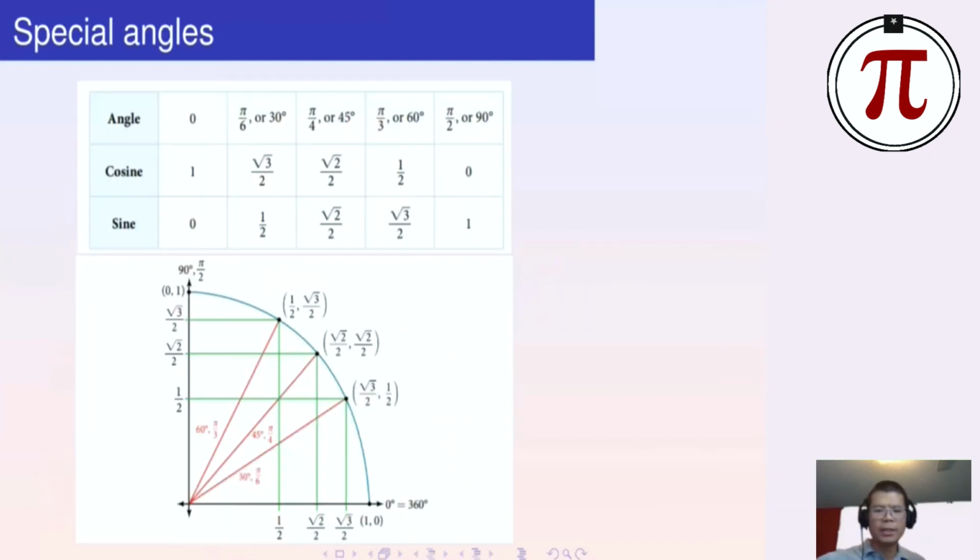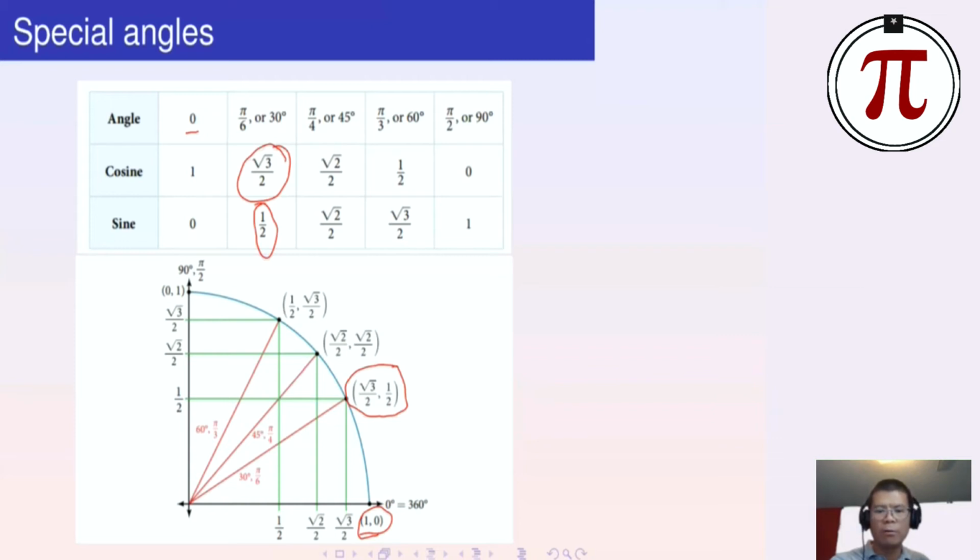Now here is a summary of special angles. If the angle is 0, cosine of 0, as we see, is 1, 0, right? So cosine is going to be 1, sine is going to be 0. Now, if it is pi over 6 or 30 degrees, it is this coordinate. So cosine is going to be square root of 3 over 2. Sine is 1/2, because sine is the y coordinate.